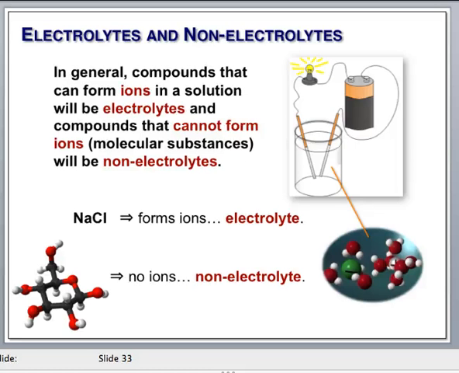This is glucose. Glucose, C6H12O6. It's a sugar. Has all of these OH bonds. Because of that, it's very soluble in water, isn't it? But it does not ionize. There are no ions like there are in sodium chloride. Therefore, this dissolves, but it is a non-electrolyte.